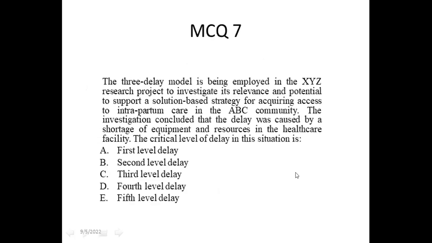MCQ 7. The three-delay model is being employed in an XYZ research project to investigate its relevance and potential to support solution-based strategies for acquiring access to intrapartum care in ABC community. The investigation concluded that delay was caused by shortage of equipment and resources in the healthcare facility. The critical level of delay in this situation is: alpha, first level delay; beta, second level delay; C, third level delay; delta, fourth level delay; E, fifth level delay. What will be the correct option? Third level of delay, because I already mentioned that lack of equipment and staff and bad attitude or less motivated staff toward treatment of patients is actually the third level delay in providing the treatment to the patient. Therefore, C will be the correct option.